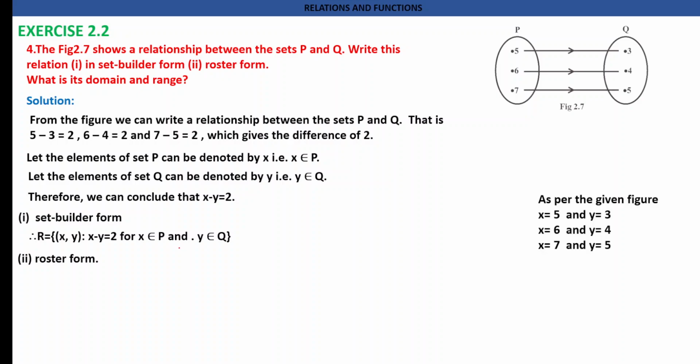In the roster form, we can write as per the given figure. For x as 5, we are getting y as 3. For x as 6, we are getting y as 4. For x as 7, we are getting y as 5. Therefore, the roster form is the set of elements (5, 3), (6, 4) and (7, 5). Domain is 5, 6, 7. The range is 3, 4, 5.